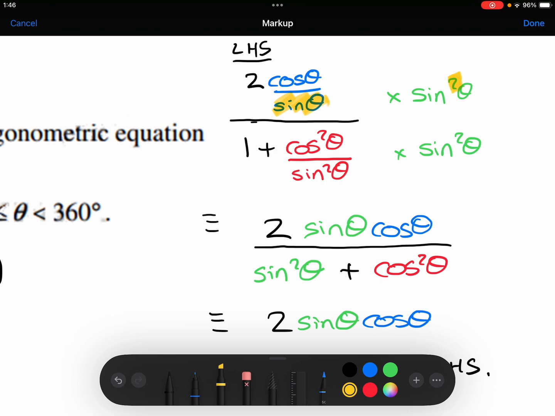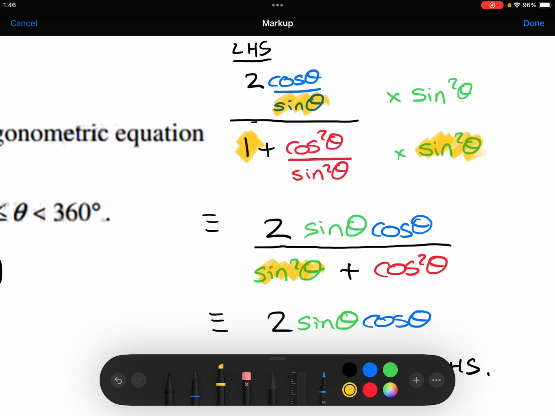So I will be left with the 2 cos theta multiplied by the remaining sine theta. So on the numerator, we're left with 2 sine theta cos theta. On the denominator, we've got 1 times sine squared is sine squared.